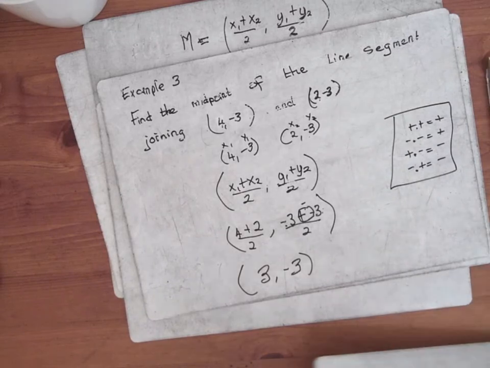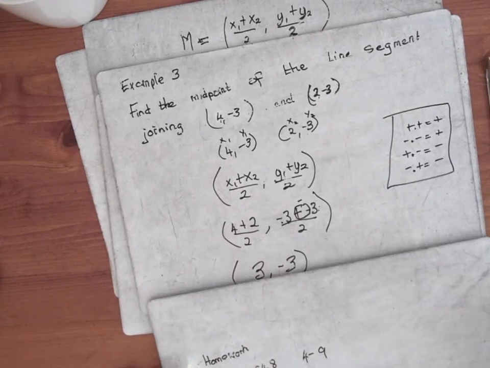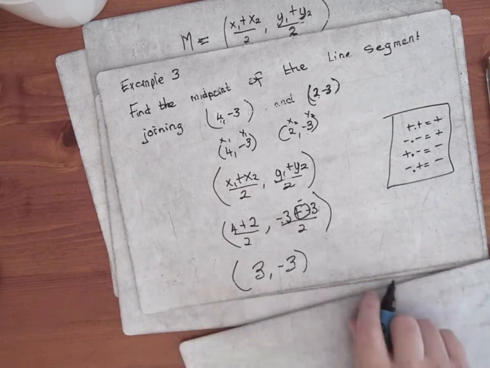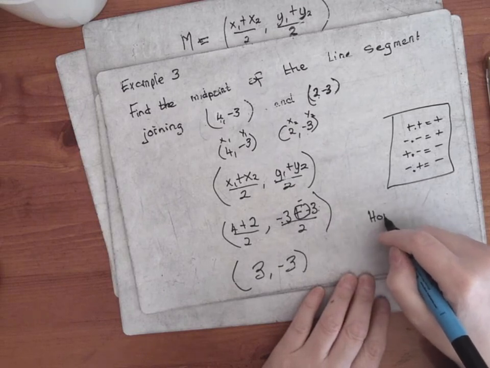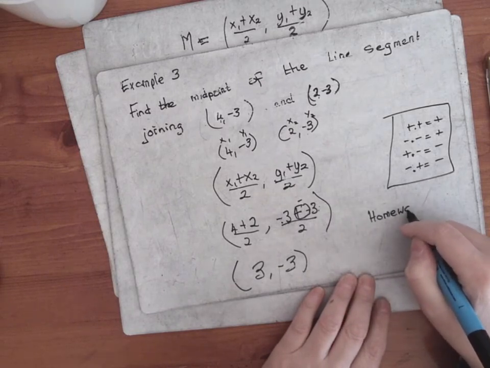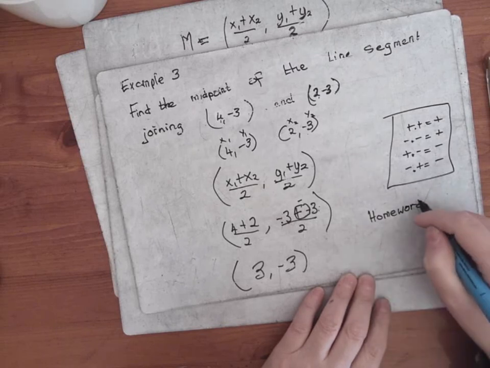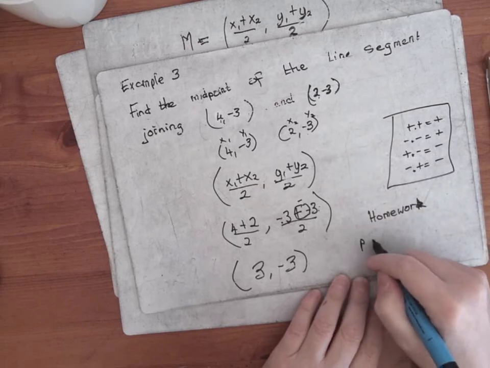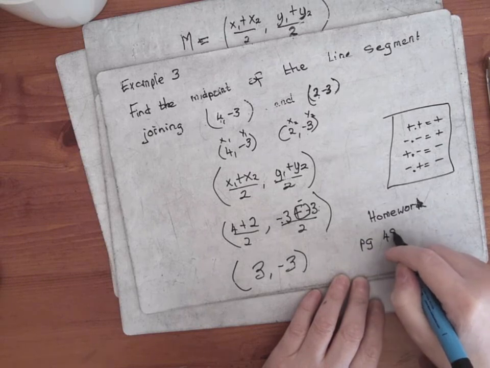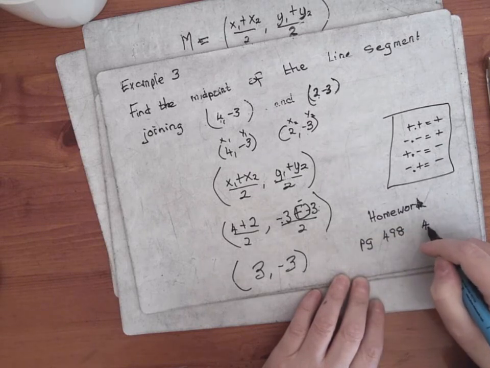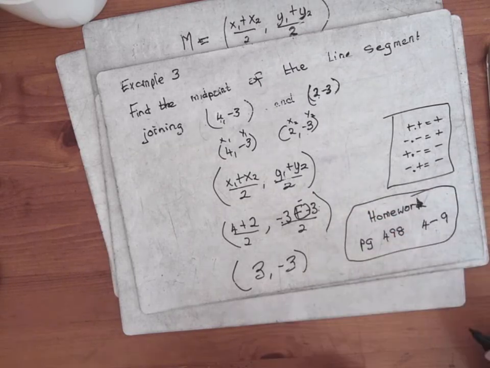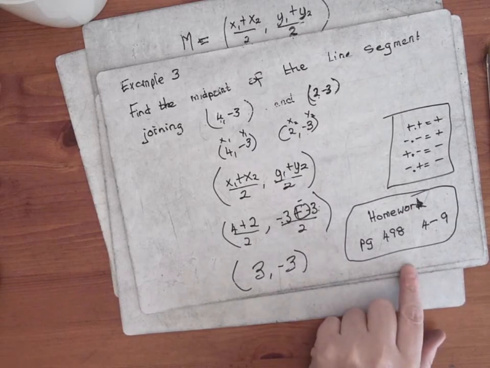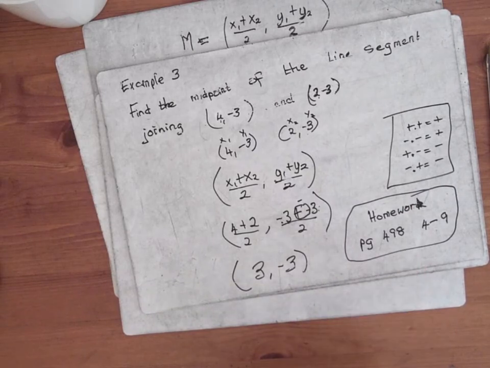Right, when you have that down, your homework is in your own book, so it's not a photo. So homework is page 498, numbers 4 to 9. Okay? So you can head off and get that started. So page 498, 4 to 9. When you finish taking down the example, you can head off and get that started.